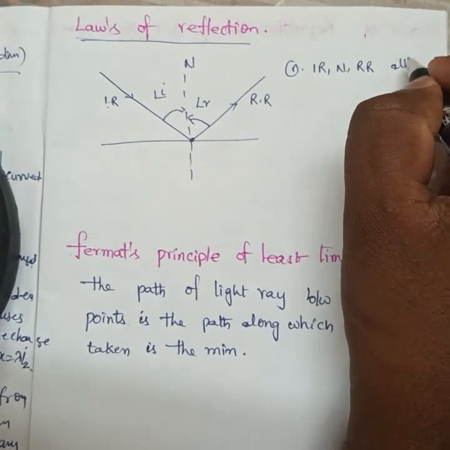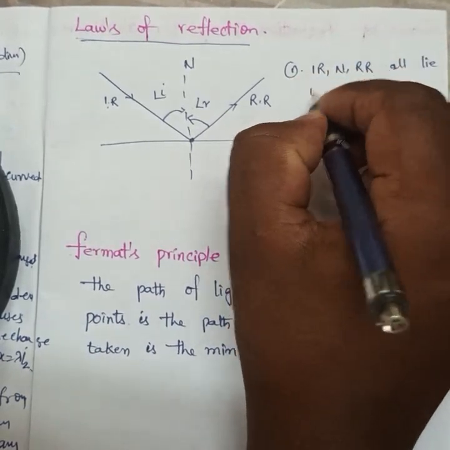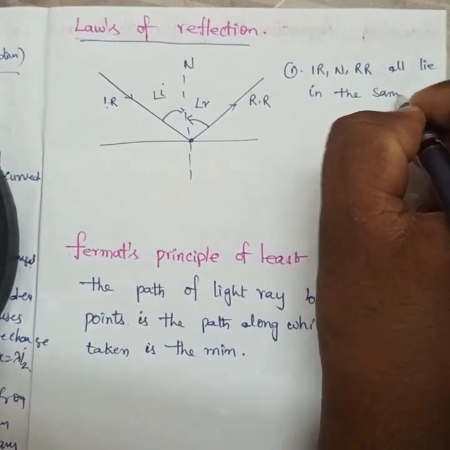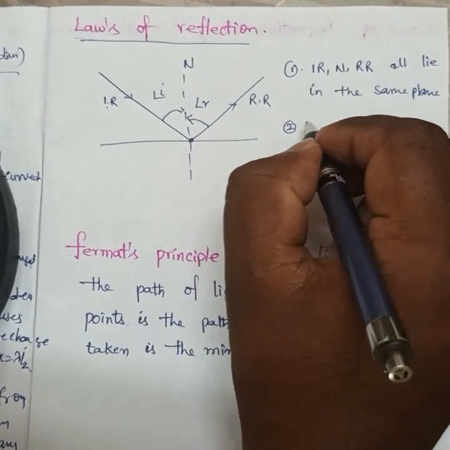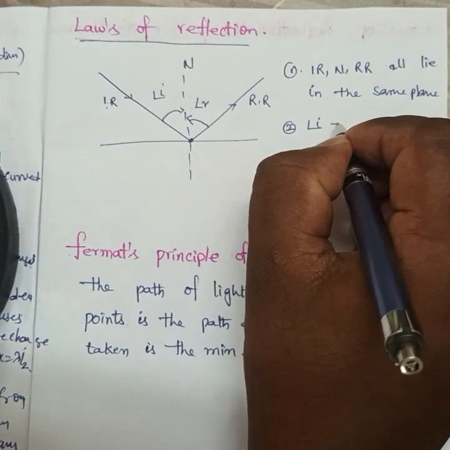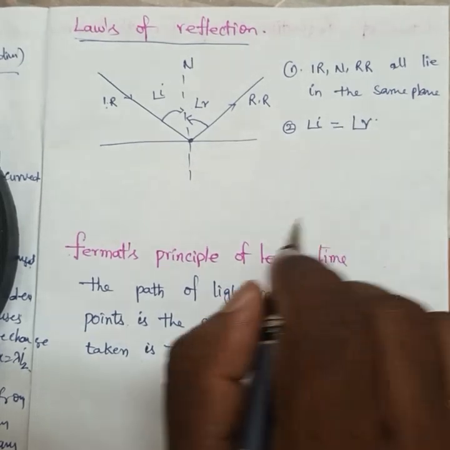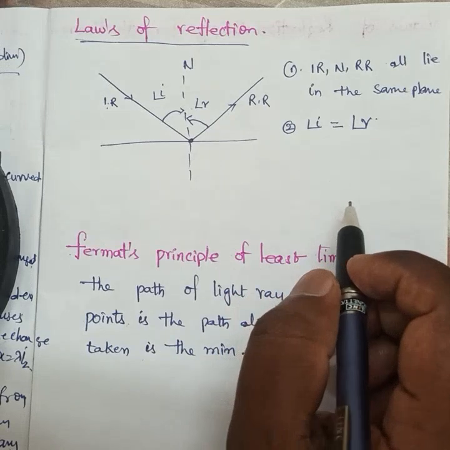all lie in the same plane. And the second one is that the angle of incidence equals the angle of reflection, whatever the surface may be.